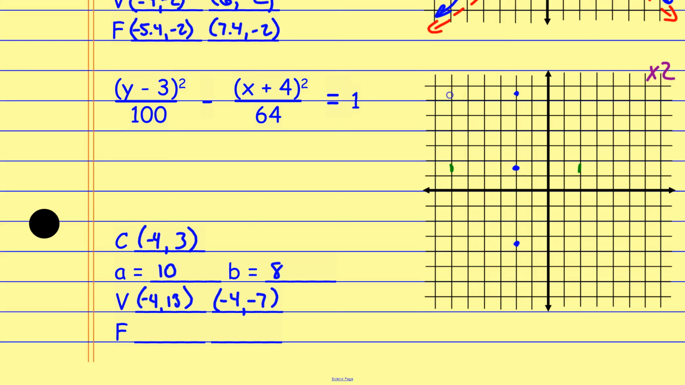And now I can draw my magic box. I can draw my asymptotes. And really this establishes how wide this thing's going to be. I start at my vertex and I hug the asymptote. I do the same thing down here. Start at the vertex and hug the asymptote. And that's it. In terms of the graph, now I just need to find my focal points.